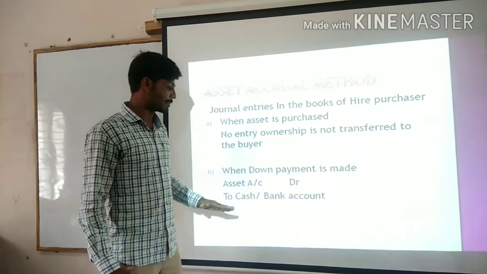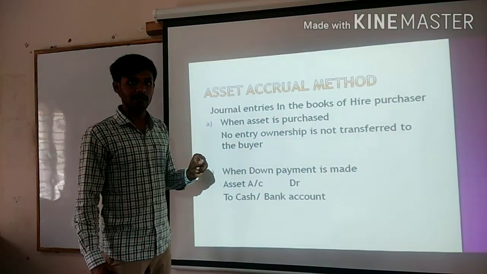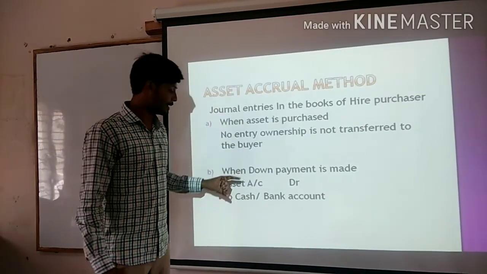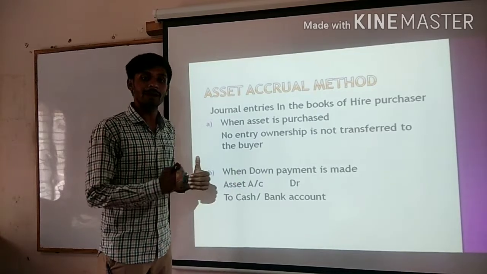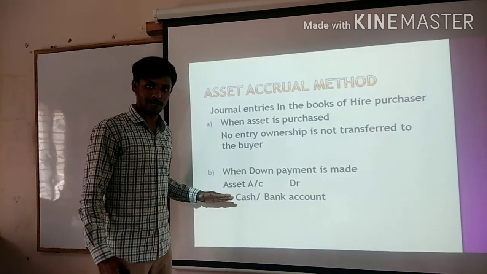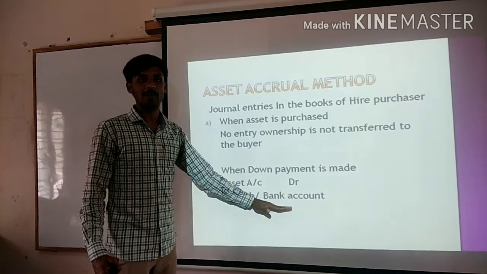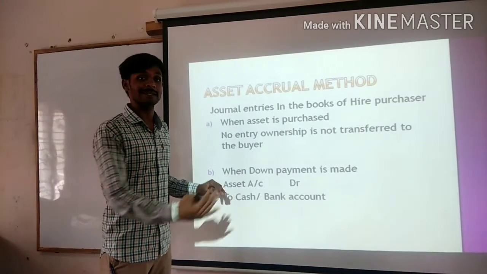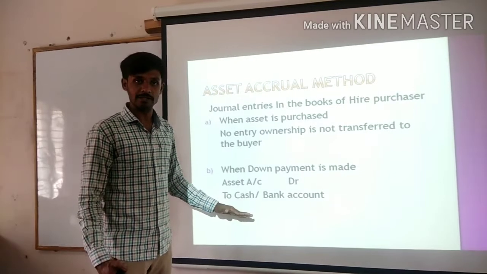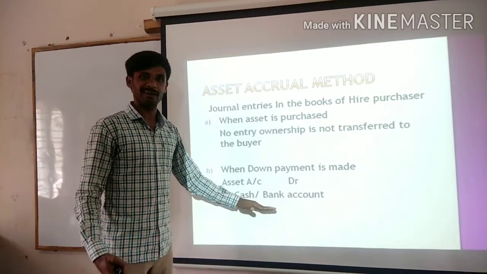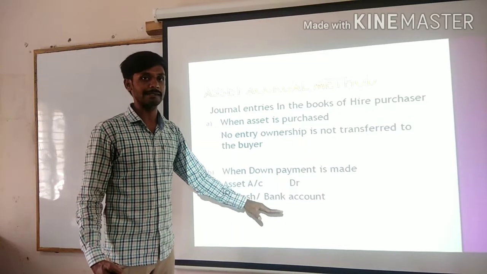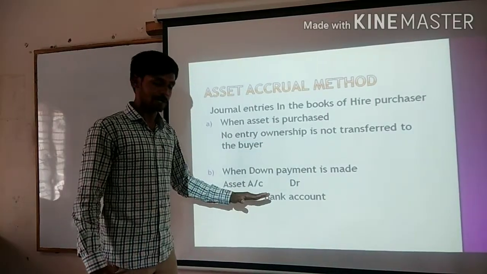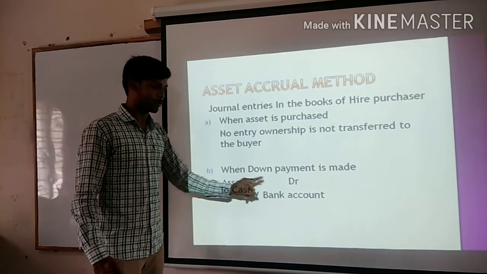Next, when the down payment is made, we have to pass one entry. At the beginning of purchasing the asset, we pay a down payment or initial deposit. For the down payment, we pass one entry: asset account debit to cash or bank account. Asset is real nature, debit what comes in. That means the asset is coming into the business. Cash, again real nature of account, is going out of the business. Or if we are making payment through the bank, the bank is the giver. So when the asset is purchased, no entry. When the down payment is made, we pass one entry: asset account debit to cash or bank account.